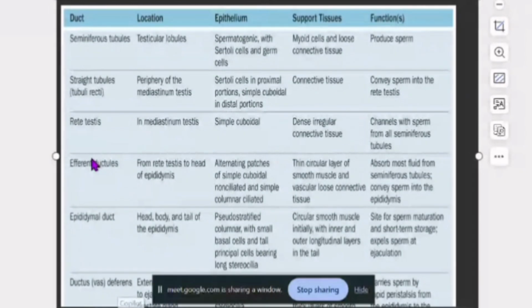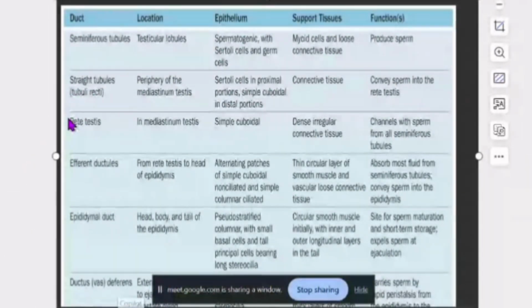I just want us to find some time to appreciate this picture that I just posted. This is a picture in Gray's Anatomy. Just go and appreciate this picture. It tells you what you need to focus on: the seminiferous tubules, straight tubules, rete testis, efferent ductules, epididymis, and vas deferens.